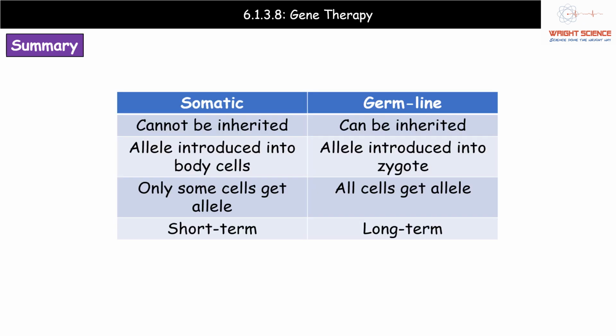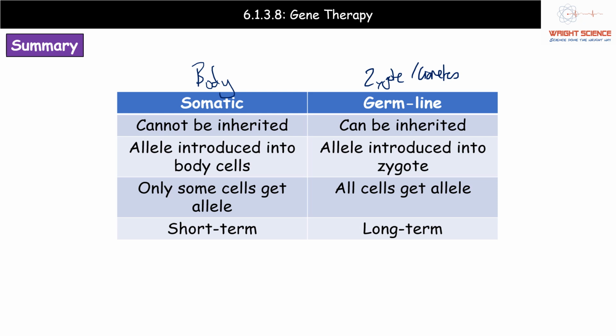So one of the best things I suggest you do for this little section of gene therapy is to actually learn this little table. All I've done here is summarise 4 key facts about the somatic and the germline gene therapies, just so that we've got that direct comparison between them. So somatic, which you remember are the regular body cells, these are the ones that can't be inherited. We will modify it in the individual who is receiving the treatment, but it will not be inherited by any offspring. Whereas the germline, which is obviously the zygote or the gametes, is going to be passed on. So that will be inherited by future offspring.